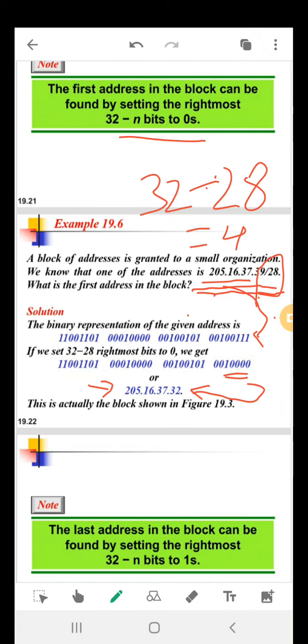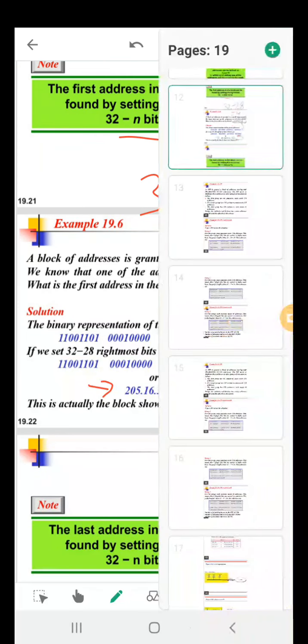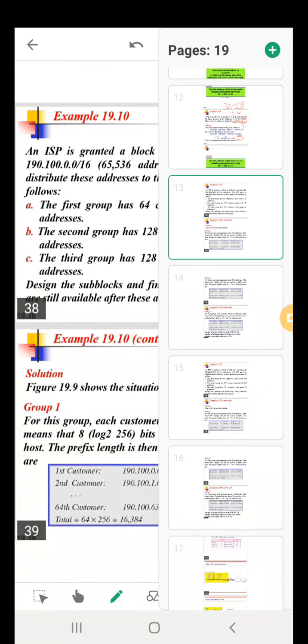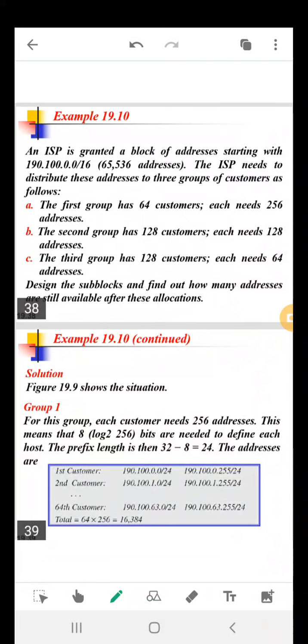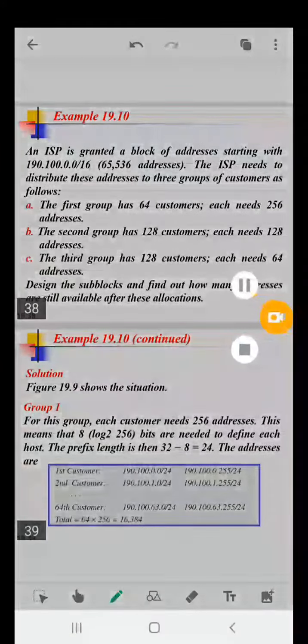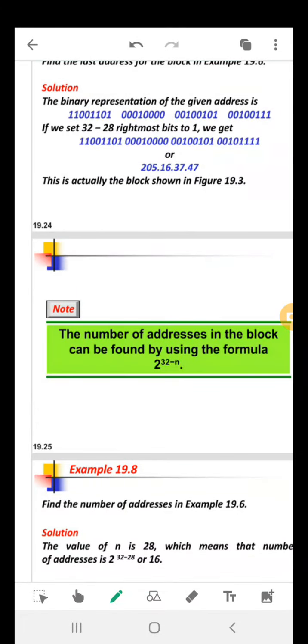Now to get the last address, you need to set the rightmost 32 minus n bits as 1. So make these 4 bits as 1. The result will be the last address of that particular block. So after setting the last 4 bits as 1111, we are getting the value as 205.16.37.47. So this is my last address in that block.